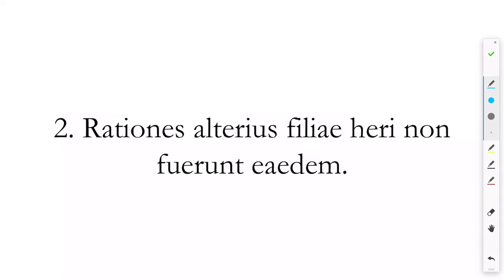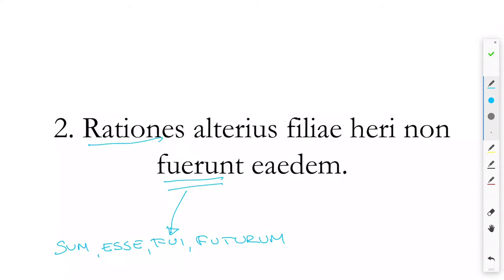Number 2, rationes alterius filiae heri non fuerunt eidem. The verb is fuerunt, and it comes from the verb sum, esse, fui, futurum. In other words, this springs from the third principal part, which indicates we're in the perfect system. And as often is the case, the verb to be is in the middle of the sentence, not at the end. Your subject is reasons. The reasons were the same, and the same refers back to reasons.